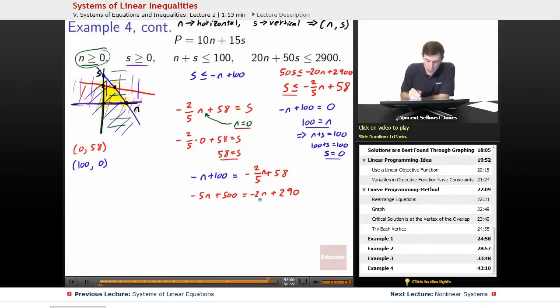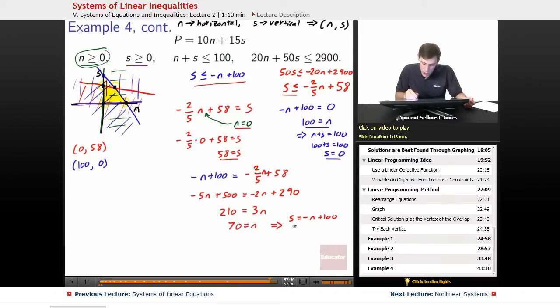We add 5N to both sides. We subtract 290 on both sides. 500 minus 290 gets us 210. That gets us 210 equals 3N. Dividing by 3, 70 equals N. We use that to figure out how many superfines that would bring us. By our lot equation, S is less than or equal to -N plus 100, we want to be on the line, so S equals -N plus 100. So S equals -70 plus 100, or S equals 30.